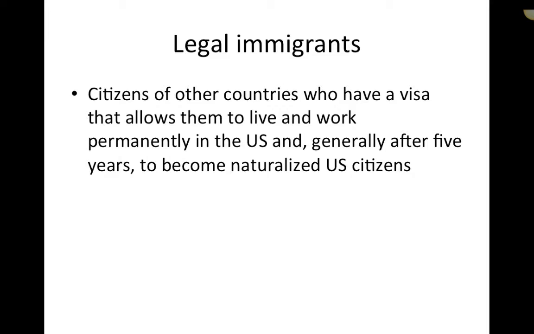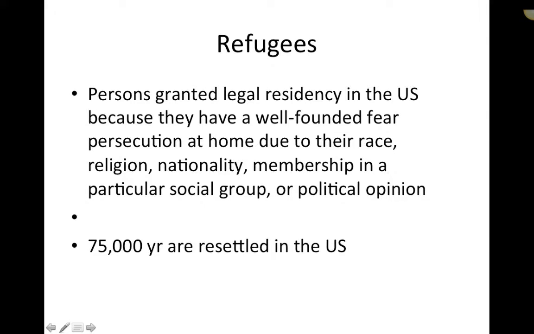Legal immigrants, so the types of immigrants that we have. Legal immigrants are citizens from other countries who have acquired a visa that allows them to live and work permanently in the U.S. Generally, after 5 years, they can become naturalized U.S. citizens. Some have taken up to 7 years. It takes a lot of years, so it can be very stringent. That's why they say that some of the laws have to be reformed, so it's not so hard when you go through the legal process. That's why it encourages people to want to come here illegally, because legally it's very difficult.